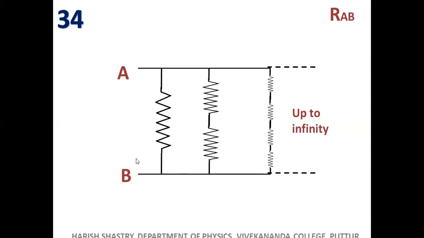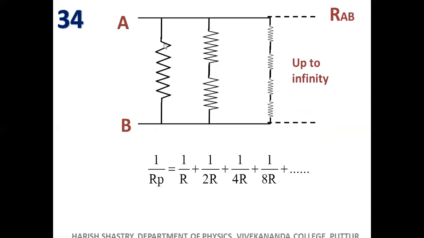Equivalent resistance between A and B is this parallel, this parallel, this. So you have many resistances in parallel. 1 by Rp is equal to 1 by R1 plus 1 by R2 plus 1 by R3 plus 1 by R4. So 1 by Rp is equal to 1 by R plus 1 by 2R plus 1 by 4R. This series chain 4R. Next series chain 8R, 1 by 8R plus so on.